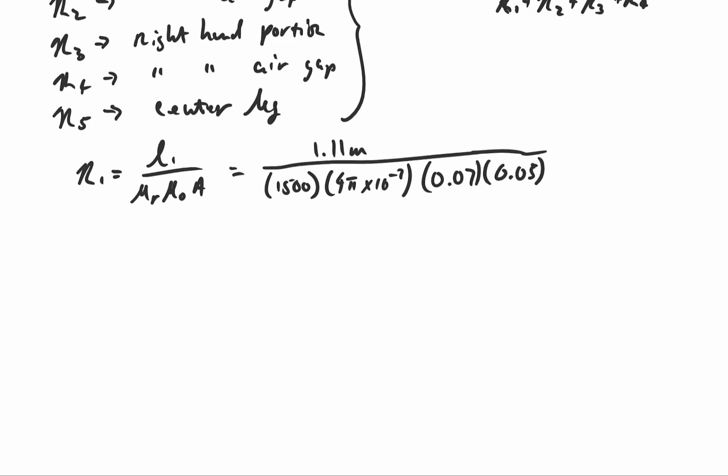And what I want to do is take this denominator term and let's just call it mu R mu naught A. Okay, so I'm not going to rewrite it every time. But at any rate, if I compute this, I get 168,000 ampere turns per Weber.